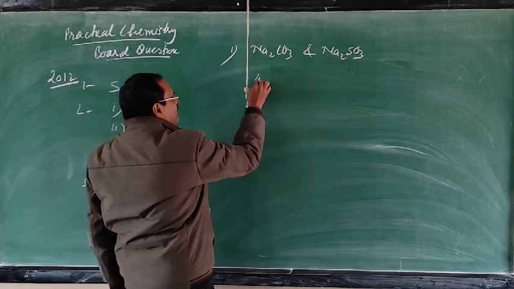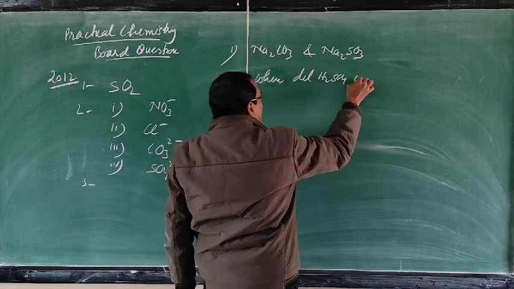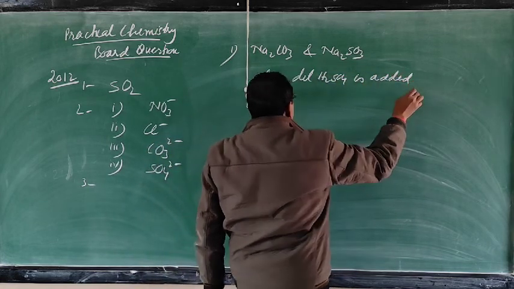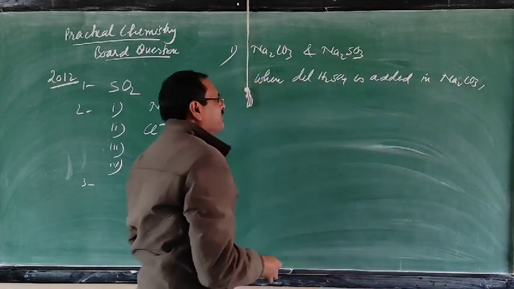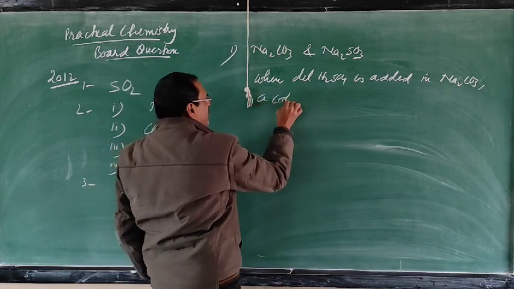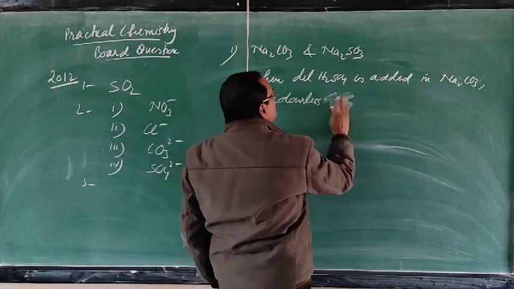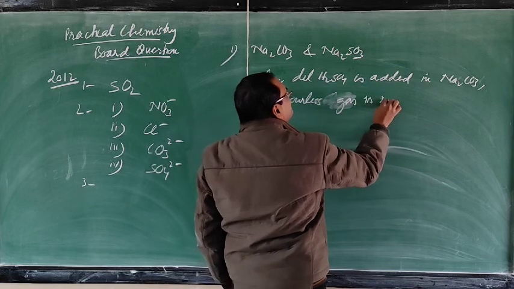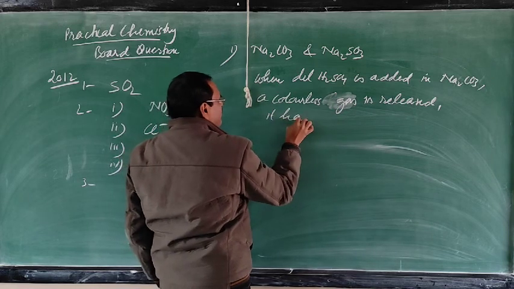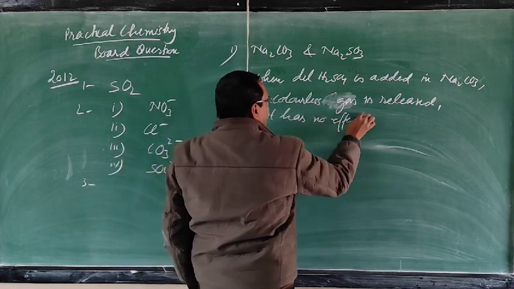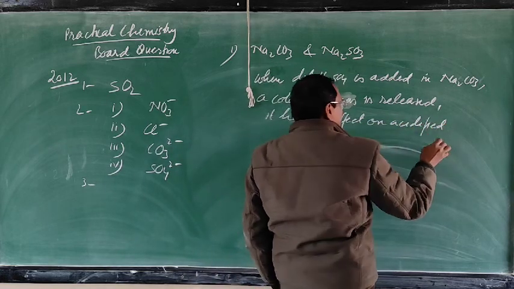So we can write that when dilute H2SO4 is added to sodium carbonate, a colorless gas is released. It has no effect on acidified KMnO4 solution.